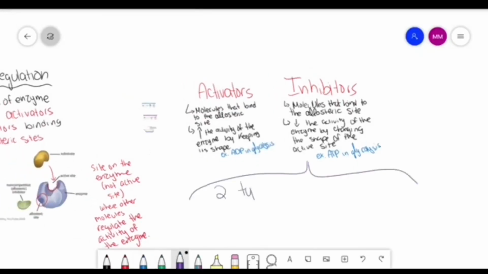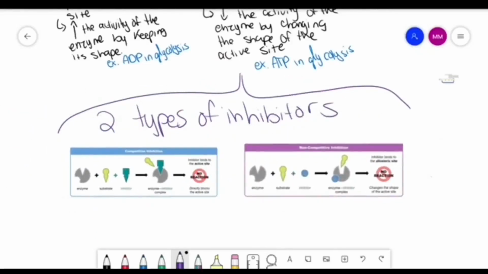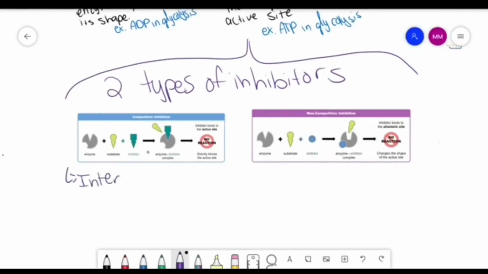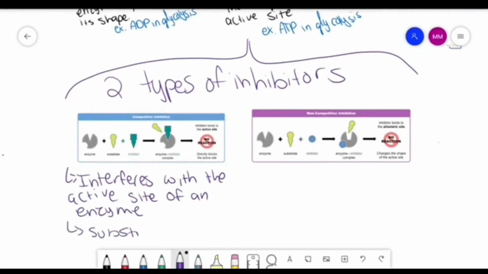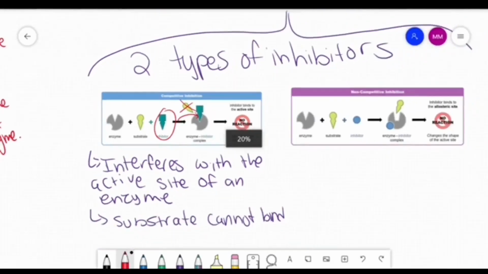There are two types of inhibitors. There are competitive inhibitors and non-competitive inhibitors. Competitive inhibitors interfere with the active site of an enzyme and block off the substrate so it cannot react. As you can see here, the inhibitor takes the place of the substrate so no reaction can occur.